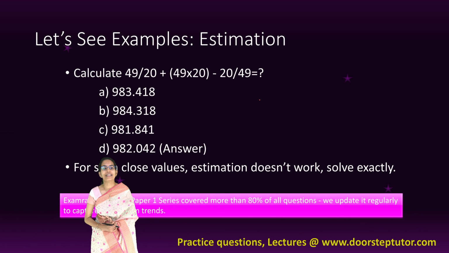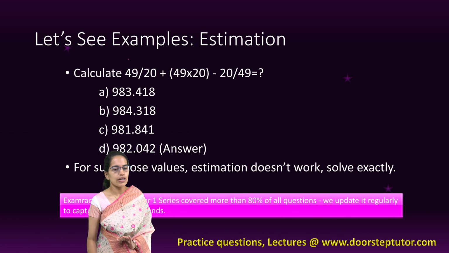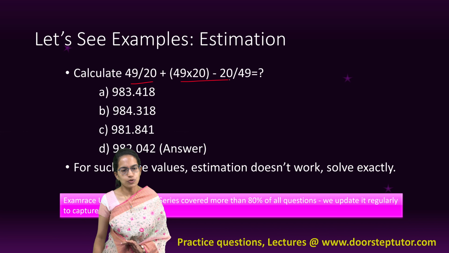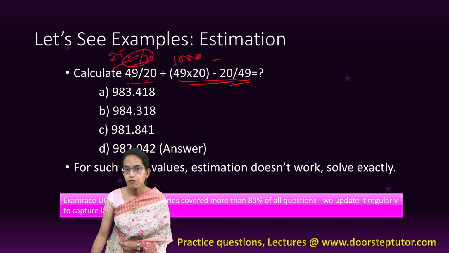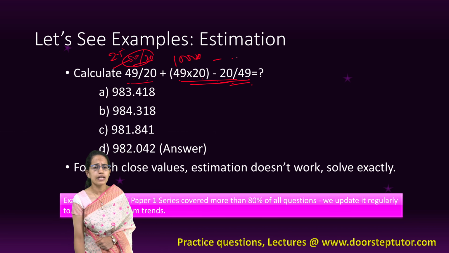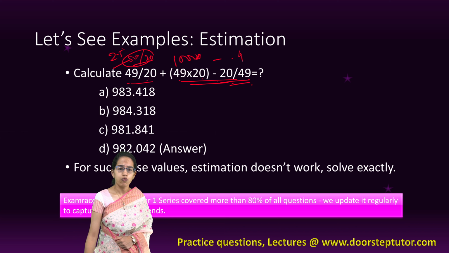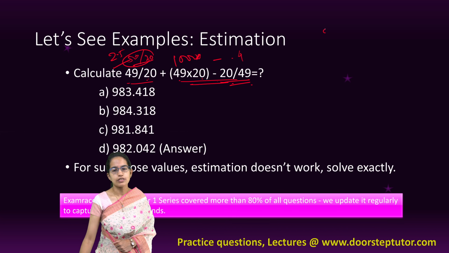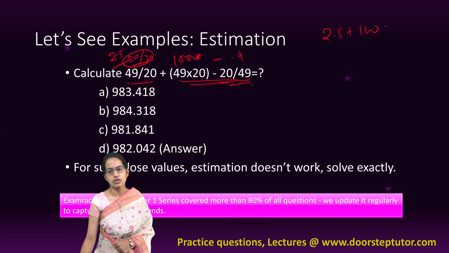The second technique is estimation. Here you are given a question where you have to estimate. If I solve these questions, I can say this is somewhere around 50 divided by 20, which is approximately 2.5, right? 50 into 20, that is around 1000, minus 20 divided by 50, which is somewhere around 0.4. Now this is how I solve it. So 2.5 plus 1000 minus 0.4.